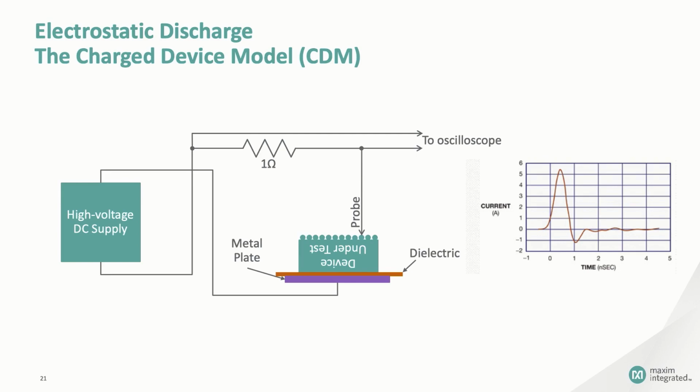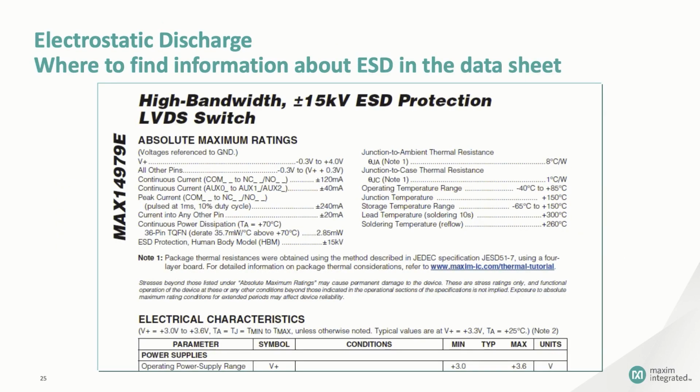Maxim's requirement for this test is over 700 volts for corner pins and 500 volts for all other pins, but the industry is beginning to move toward an understanding that less voltage, frequently about 250 volts, is sufficient to validate this test case. Different Maxim parts will have different ESD protection levels.